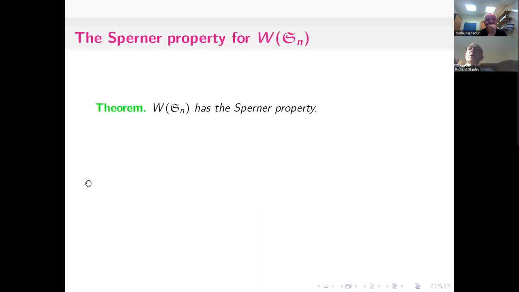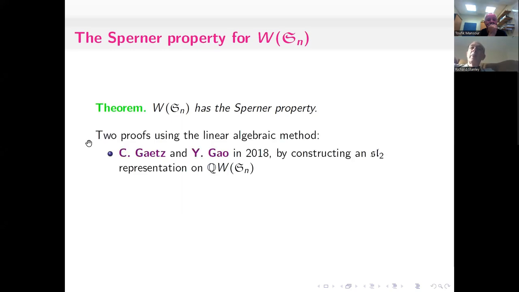Now, another game that we can play with the weak order of Sn is asking whether it has the Sperner property. And this was a conjecture for quite a while. Two recent proofs, well, 5 years ago, were given using the linear algebraic method. The first proof by Gaetz and Gao constructed what's known as an SL2 representation of the Lie algebra SL2 on this vector space, whose basis is the symmetric group Sn.